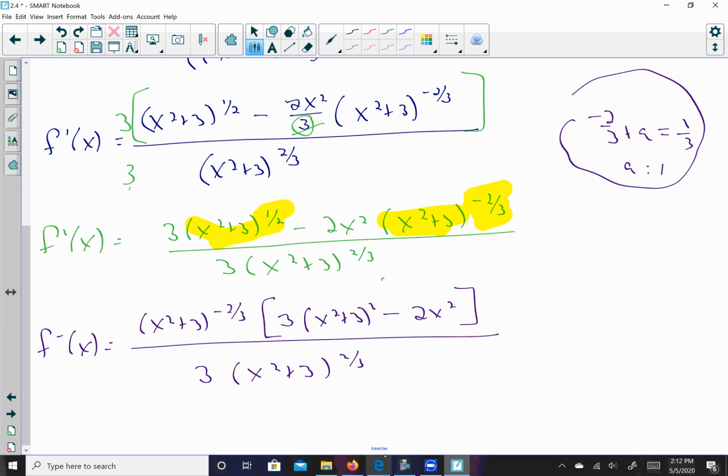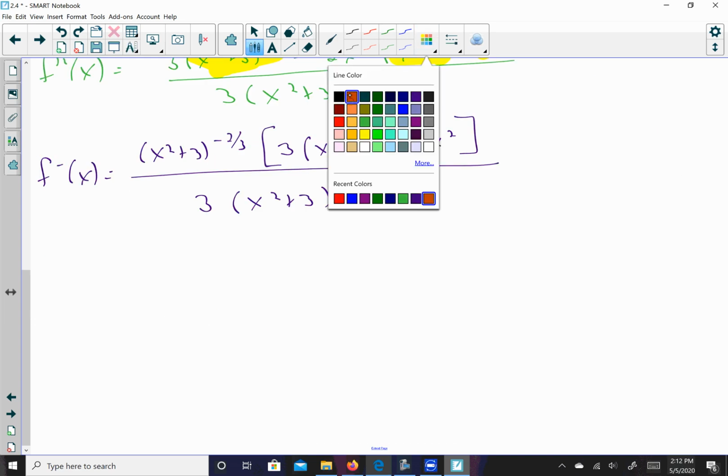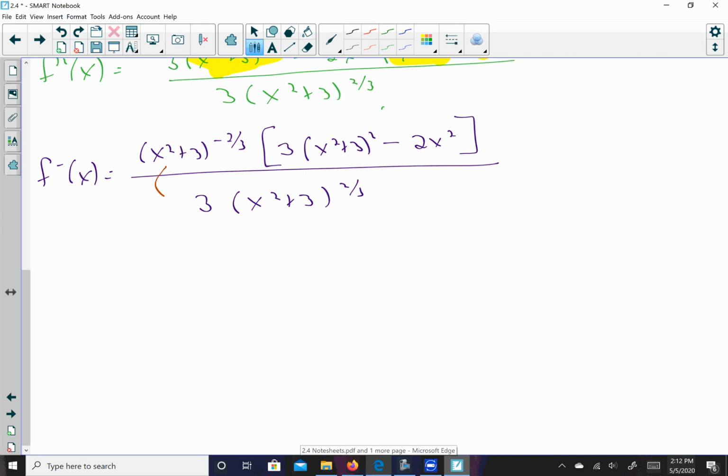So now I'm going to do two things at once. First of all, since this is raised to a negative power, I'm going to bring this down. So when I bring this down, it's going to be times x squared plus 3 to the 2/3 power. Remember to do that. I'm going to add the exponents. So my denominator is going to be x squared plus 3 to the 4/3 power.